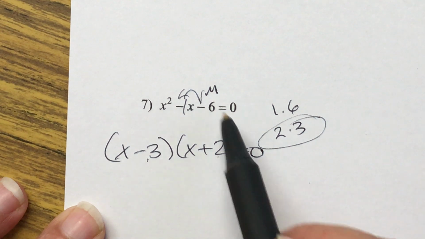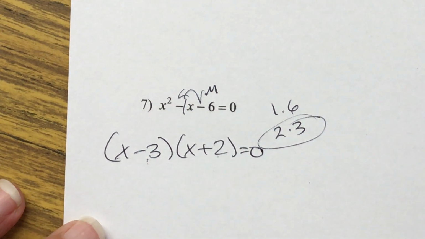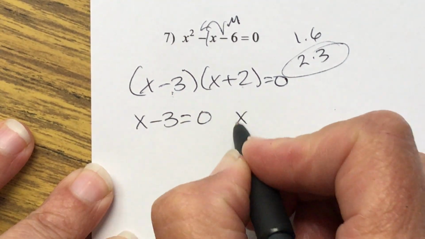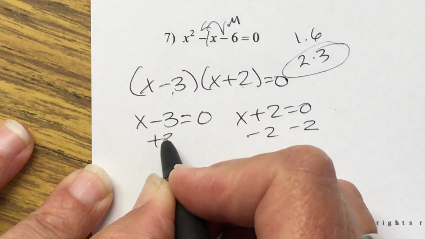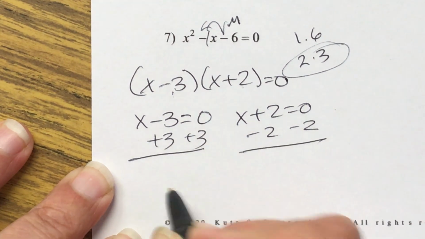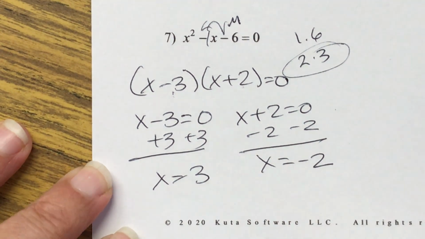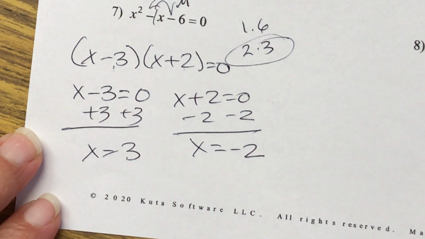Negative 3 times 2 is negative 6. Check. Negative 3, go forward 2 on the number line is negative 1. Check. Now we're going to set each one of those factors equal to 0 and solve. Positive 3 and negative 2. Great. So question number 7 is done.